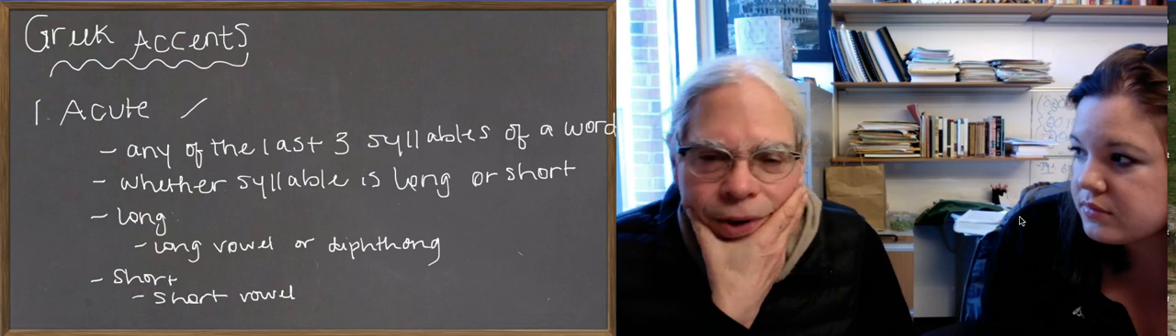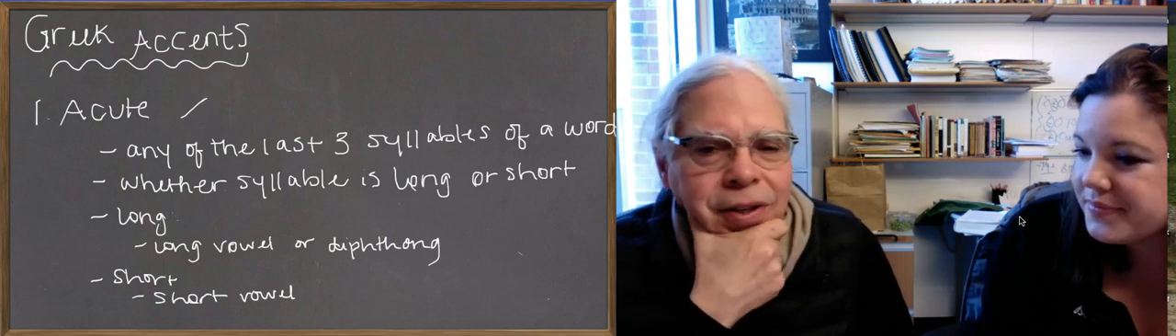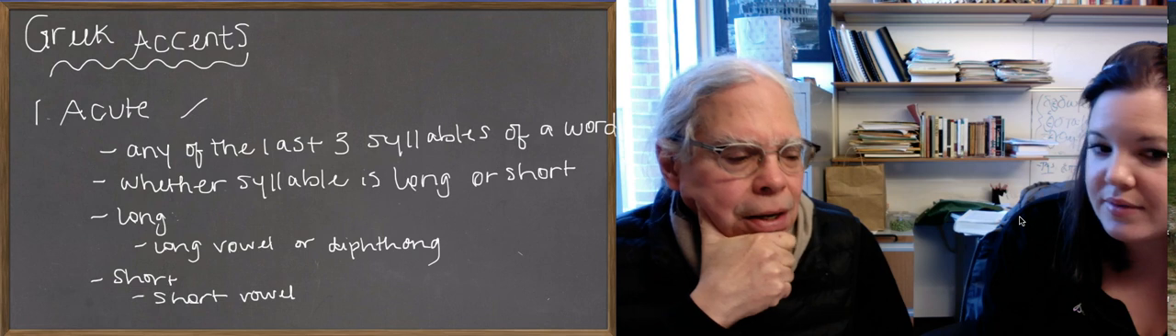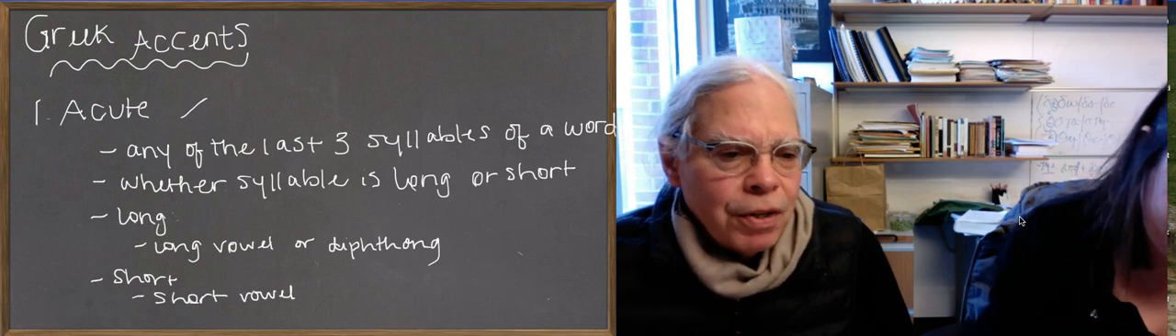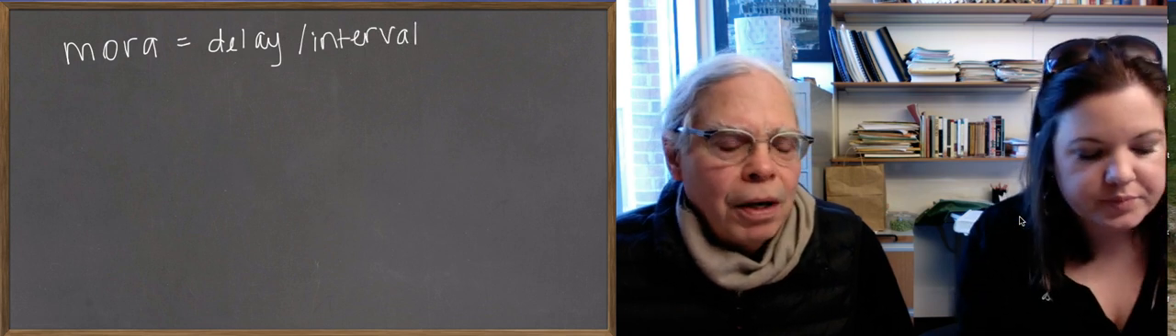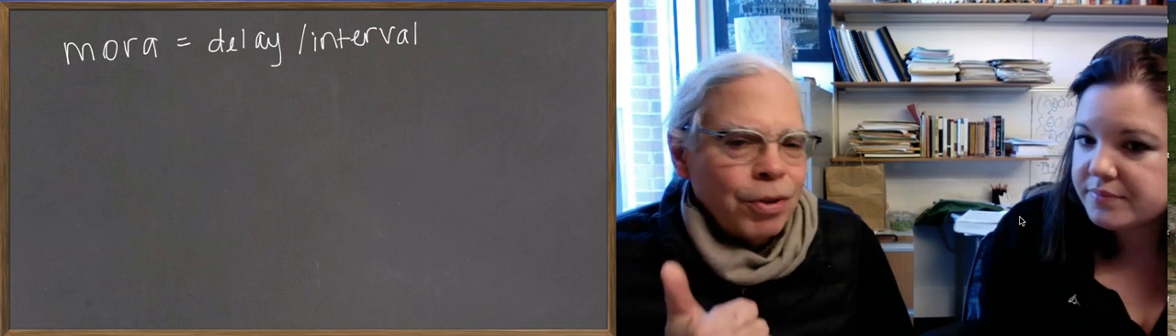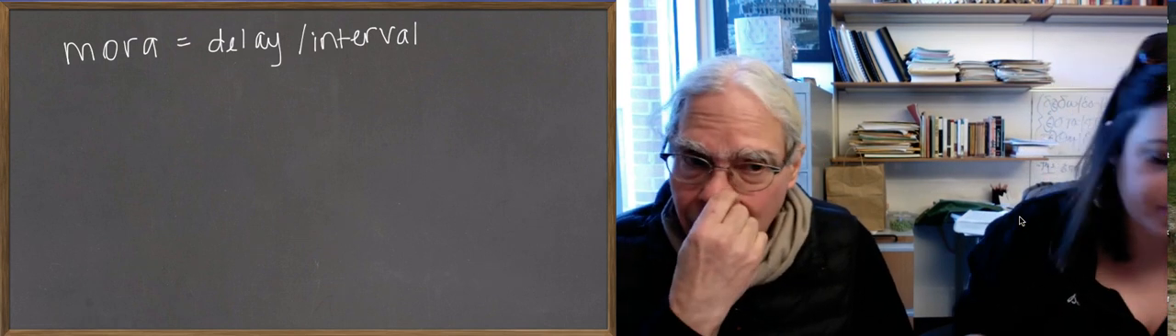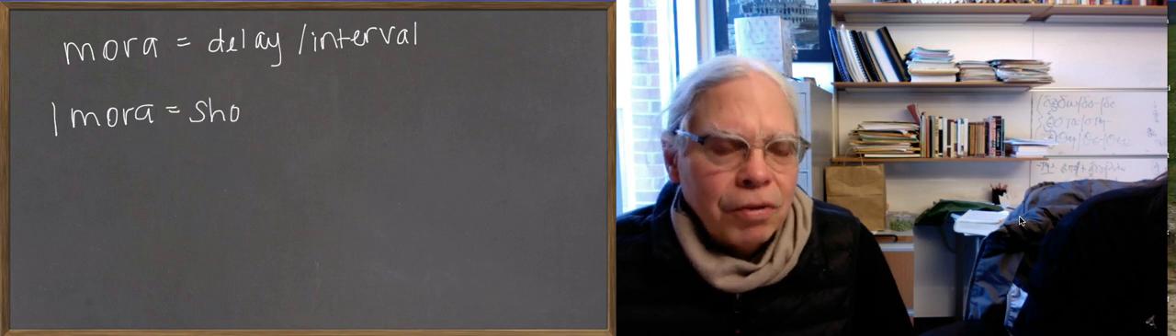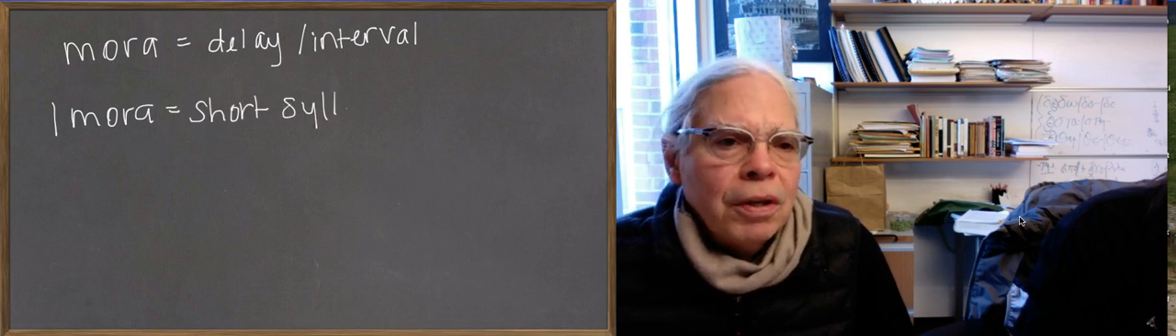In the description of Greek, we have this really fun concept. It's the Latin word mora, M-O-R-A, which is just the Latin word for delay, okay? In other words, interval, if you want. And the rule that we have from antiquity about Greek is that a long syllable is 2 morai, and a short syllable 1 mora. Okay, we should write that down.